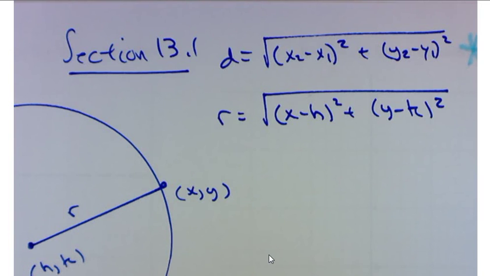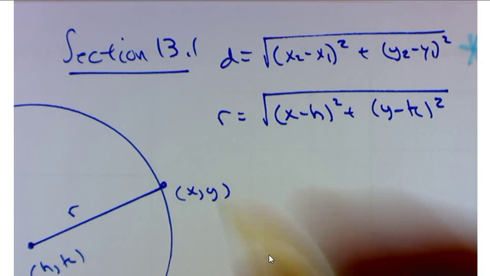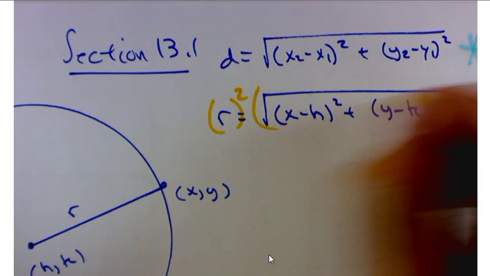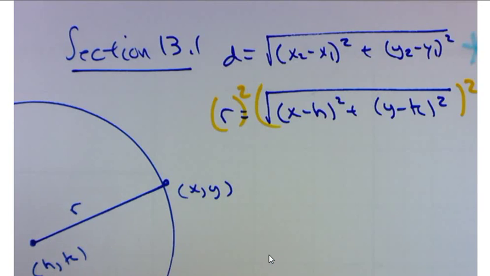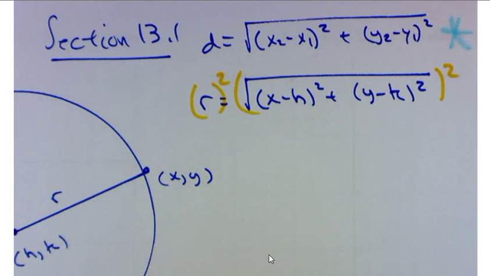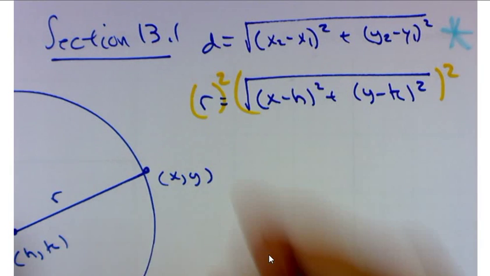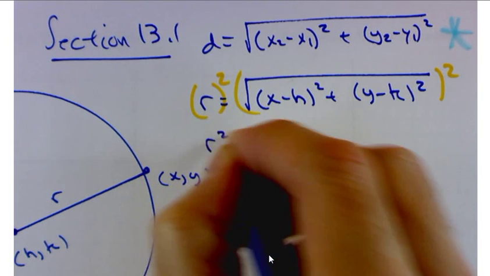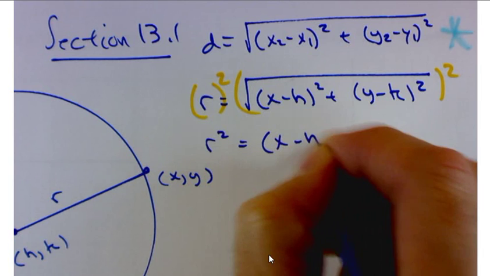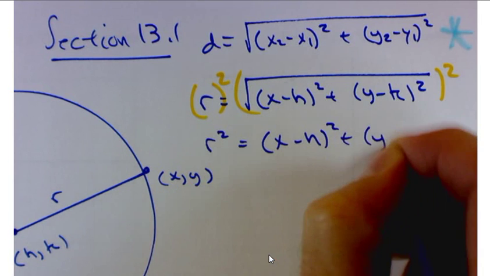As far as the equation of a circle is concerned, though, this would be kind of an ugly equation to have to deal with. So what could I do here? Well, I could take both sides and square it. Why would I choose to square it? What advantage do you think that's going to give me? Radical. Yeah, thank you. It cancels out the radicals, so I get R squared equals X minus H squared plus Y minus K squared.